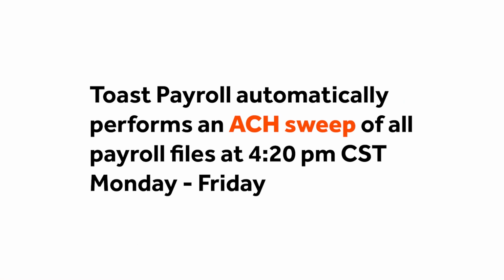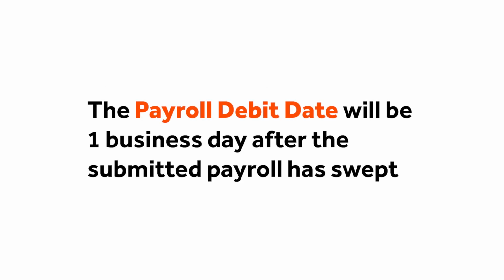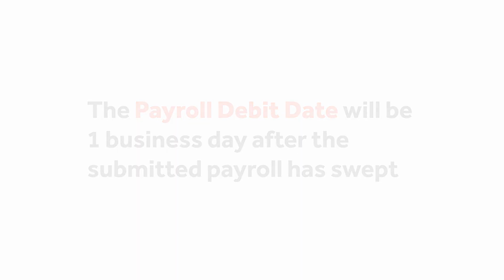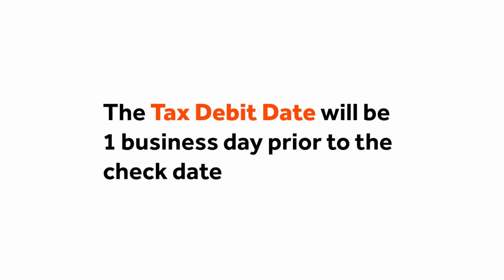All right, let's close out with a few reminders or callouts on debit dates. Toast Payroll automatically performs an ACH sweep of all payroll files at 4:20 p.m. Central Standard Time, Monday through Friday. The payroll debit date will be 1 business day after the submitted payroll has swept. The tax debit date will be 1 business day prior to the check date.